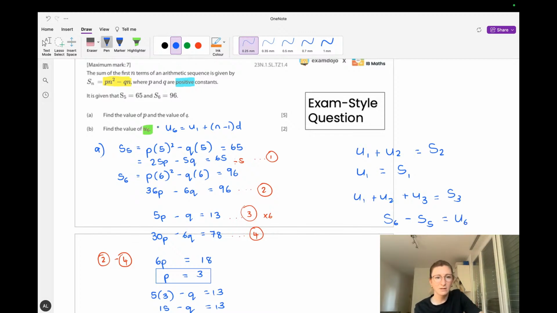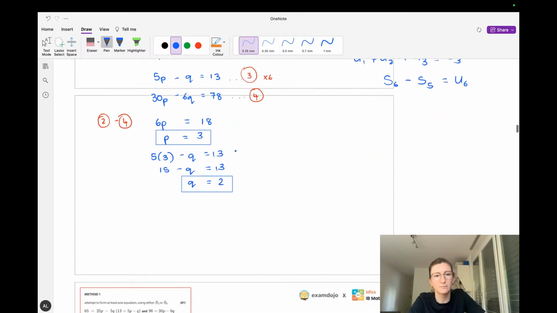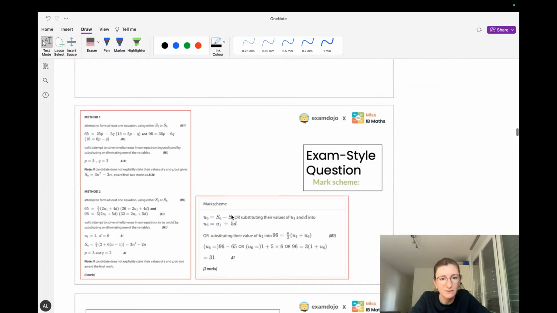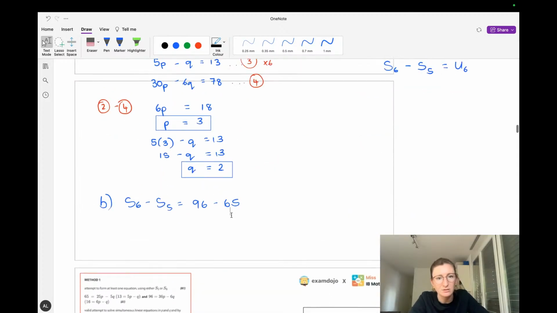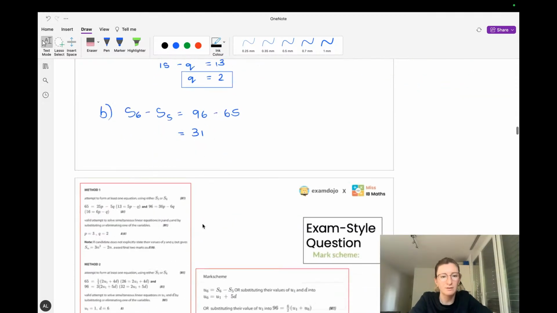So notice that it's only 2 marks for that, and they're often going to do something that you've already worked with. So it's going to be 96 minus 65, which is 31. There we go, a lovely 2 marks.